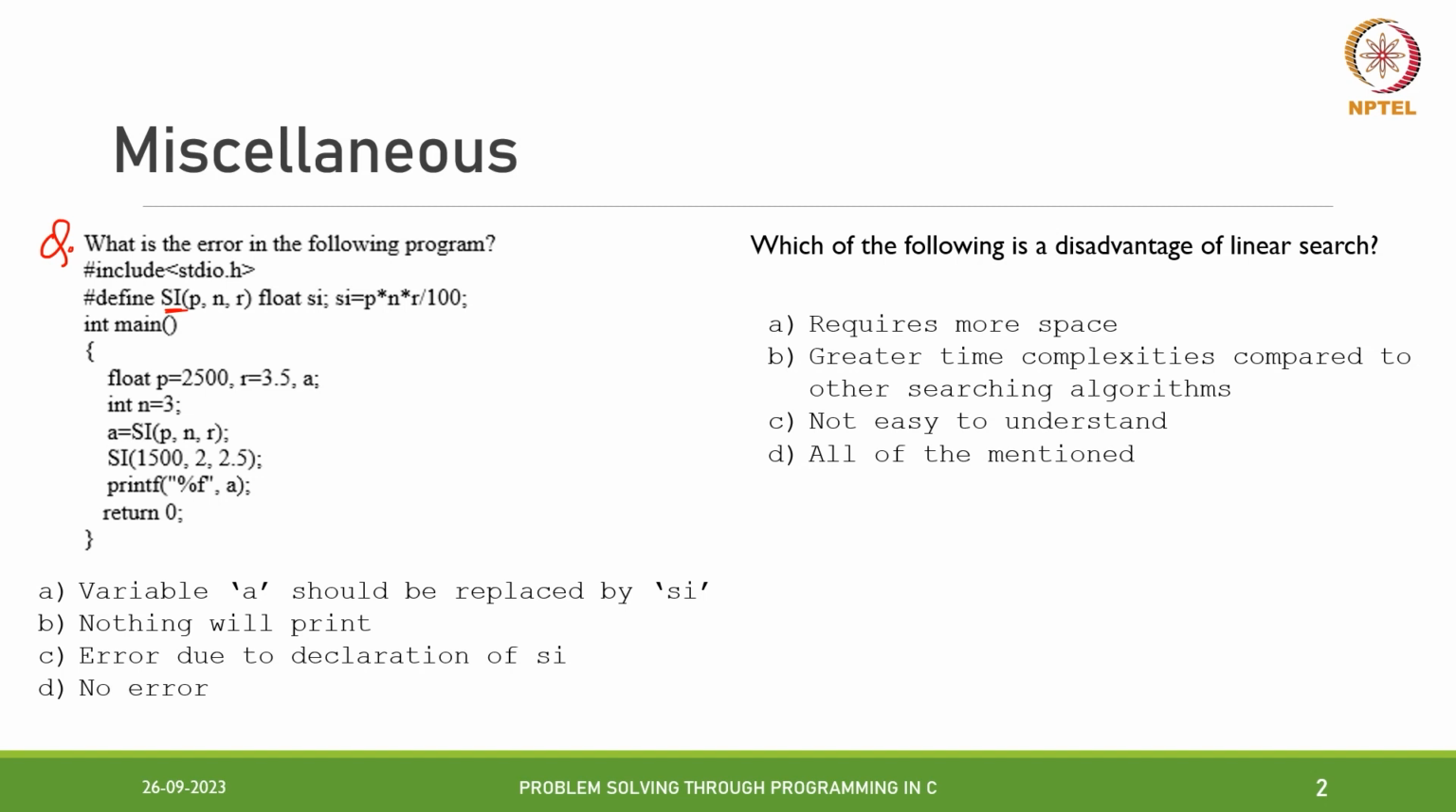Now in the main function we have three different variables, P set to 2500, R set to 3.5, and N set to 3. It is an integer variable. So we call A equals SI, which is the macro, with these values of P, R, and N. We call the macro, and then we again call this with 1500, 2, and 2.5. What will be printed when we print A? Or what will be the error?